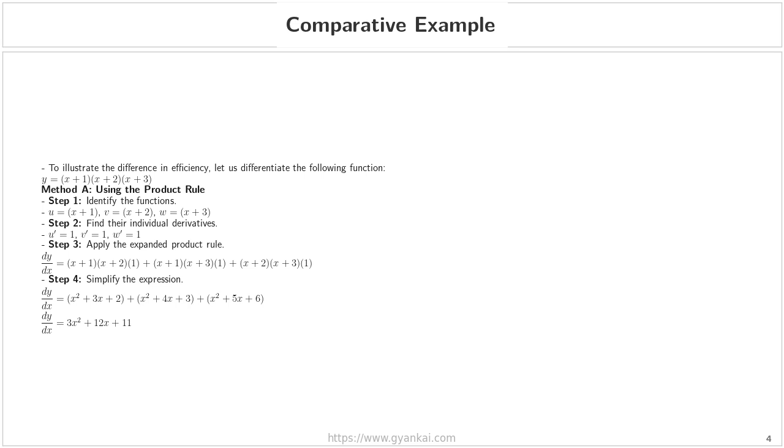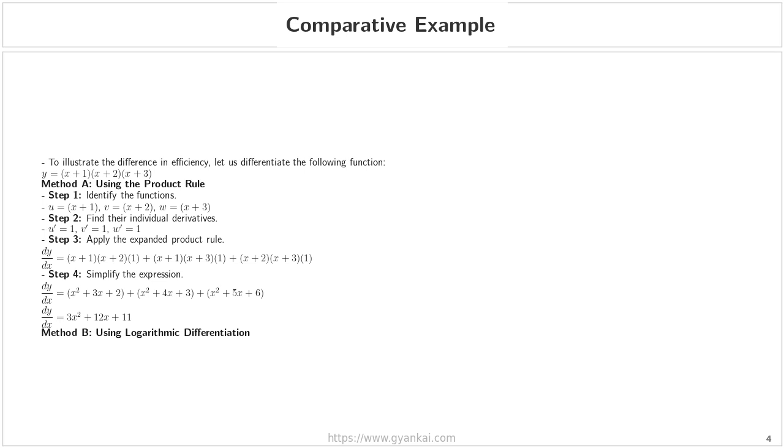After expanding the brackets, we have x squared plus 3x plus 2, plus x squared plus 4x plus 3, plus x squared plus 5x plus 6. Combining these like terms, we arrive at the final result, 3x squared plus 12x plus 11.